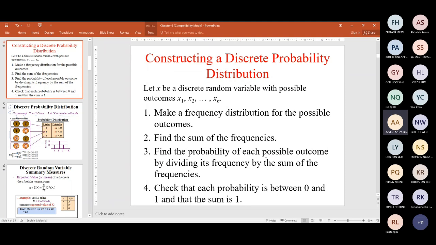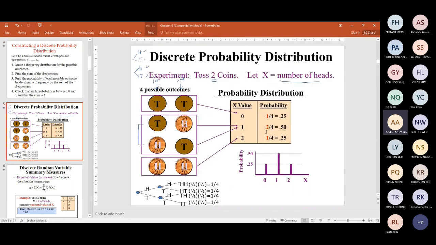So this is the one mentioned earlier. The sum of the frequencies is 4. The probability is the frequency divided by the sum. So the frequency is 1 out of 4, the frequency is 2 out of 4, the frequency is 1 out of 4. We can change these to decimals, because probability we normally write in decimal. So it's 0.25, 0.5, 0.25.